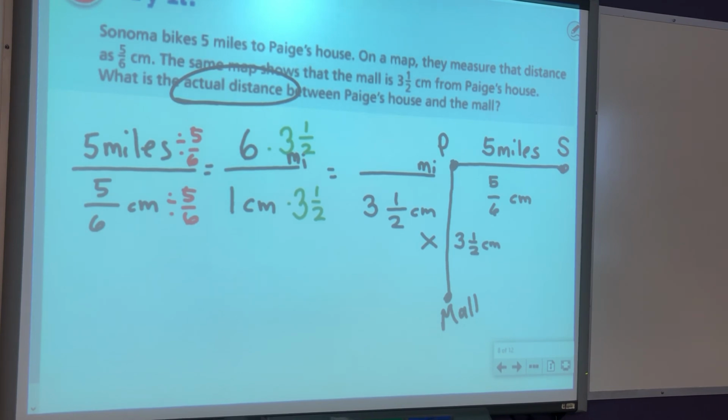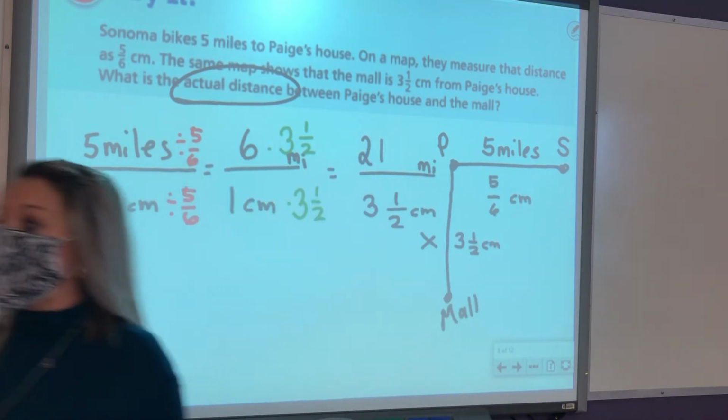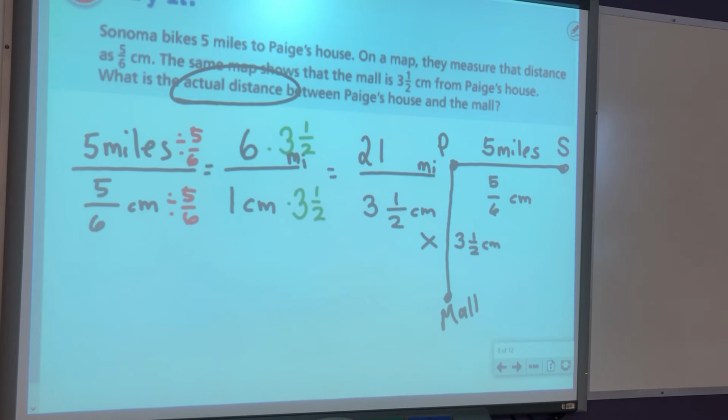3 and 1. So you need 2 of those in there when you're doing them like that. 21 miles? Yep. Okay. So the mall is 21 miles from Paige's house. So again, setting up our ratios, getting to our unit rate helps us move forward into our problems and our correct distances.